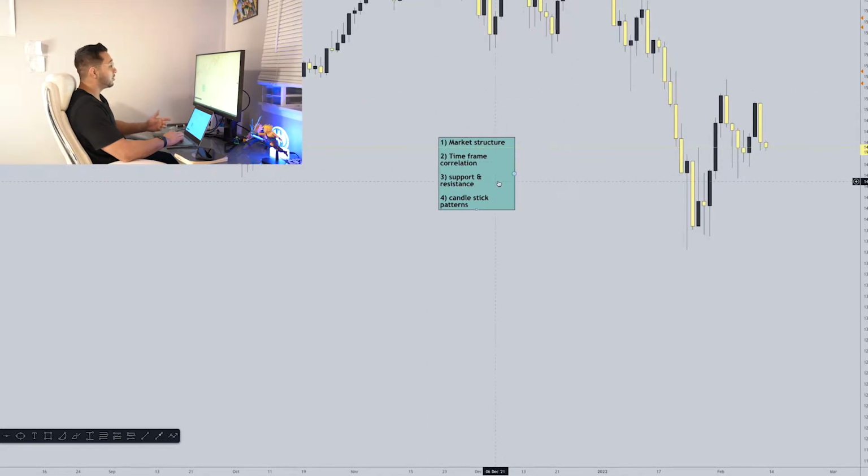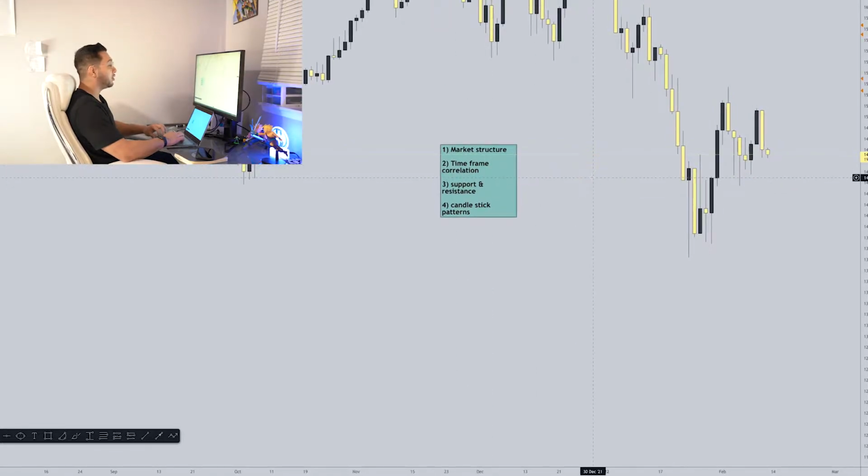Third, you need to know support and resistance, because support and resistance lines up with market structure, as well as using time frame correlation. Support and resistance can also be known as key levels. Now, support and resistance or key levels is where we're going to be taking the majority of these trades from, because that's where the higher probability trades come in.